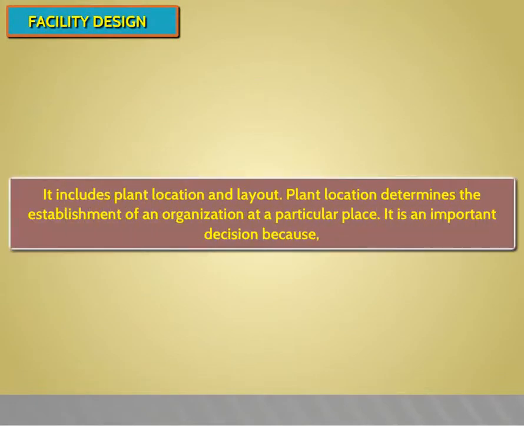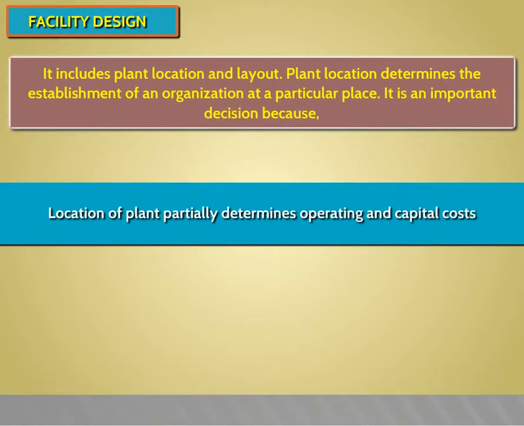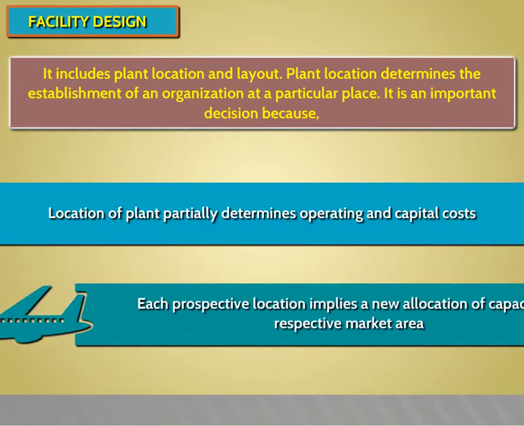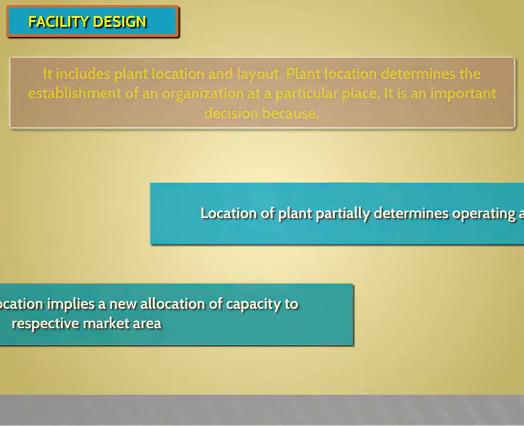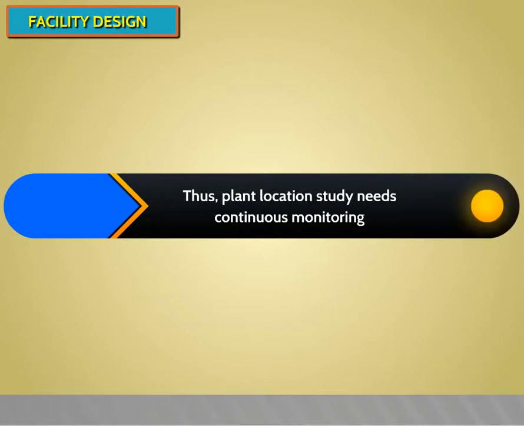Facility design. It includes plant location and layout. Plant location determines the establishment of an organization at a particular place. It is an important decision because location of plant partially determines operating and capital costs. Each prospective location implies a new allocation of capacity to respective market area. Thus, plant location study needs continuous monitoring.